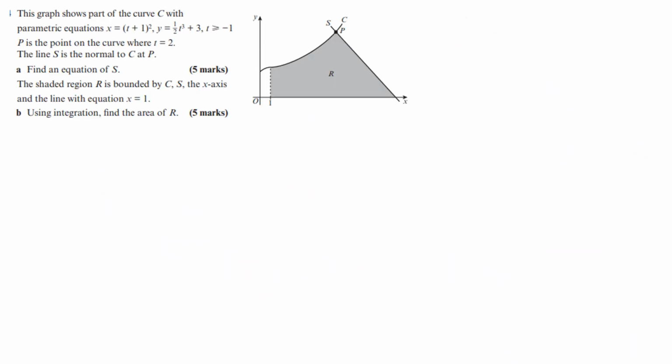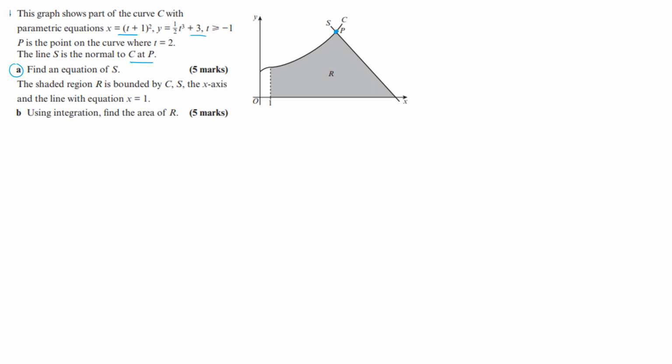In this next question, I have got parametric equations. So I've got the parameter t. I've got a point P on this curve C, where t is equal to 2, and we've got the line S, which is normal to C at P. For part A, we're being asked to find the equation of that straight line, which is the normal to the curve.